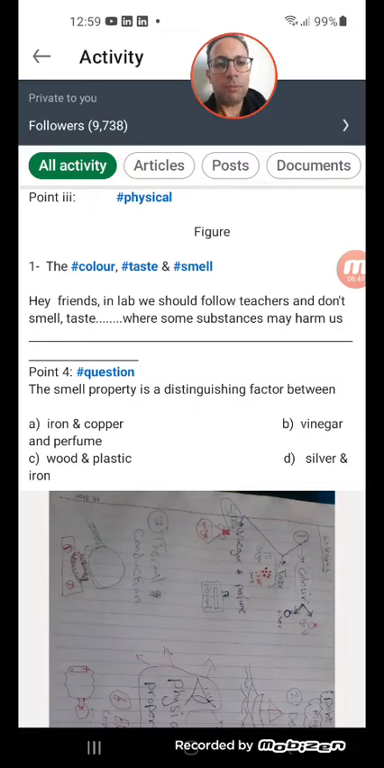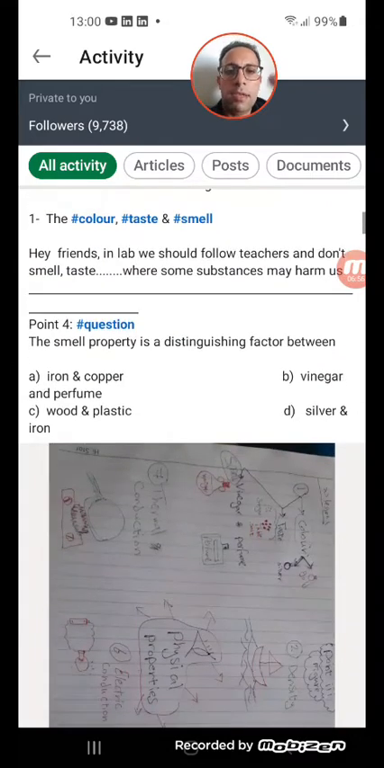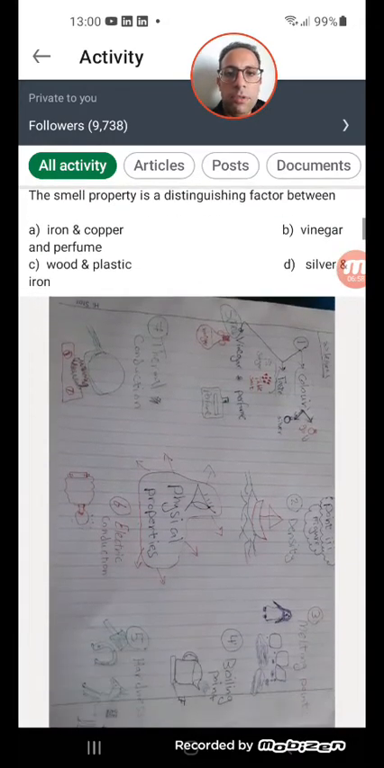No, some matters, let's use the right words, some matters are harmful. Some matters may cause corrosion to our skin and a lot of health problems. So we should take care in our laboratory. And let's transfer to the question.